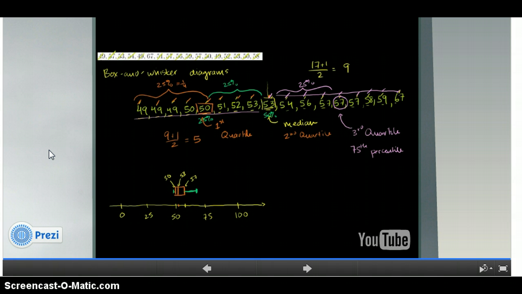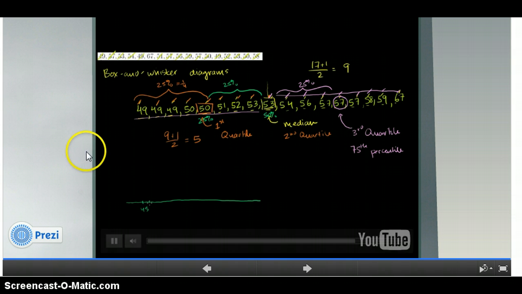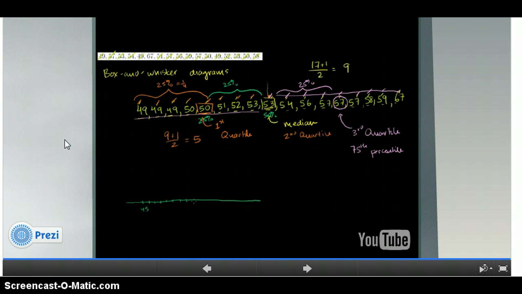Now let me zoom in a little bit because I realize that this is a little bit all squished up. So let me draw it a little bit nicer. So let me change my scale a little bit. Let's say that this is 45, 46, 47, 48, 49, 50, 51, 52, 53, 54, 55, 56, 57, 58, 59, 60, 61, 62, 63, 64, 65, 66, 67, 68. So this right here is 67. Where was 46, 47, 48, 49, 50? That's 50 right there.